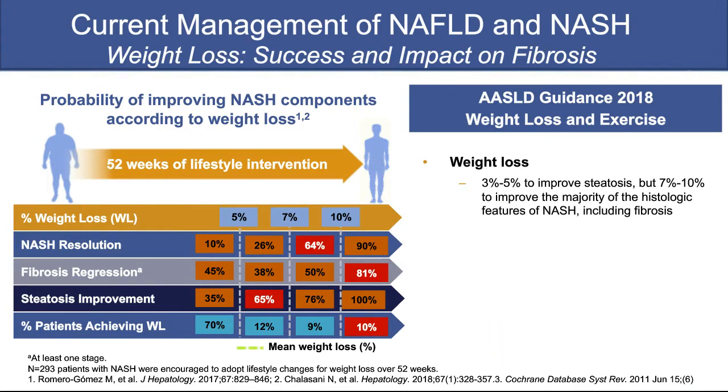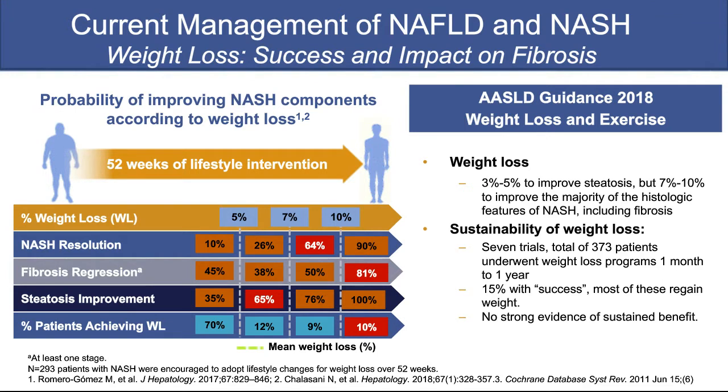In fact, in this very important study, if you want to improve fibrosis, which is what we want to do in most of these cases, you have to lose about 7 to 10% of baseline weight. But if you just want to improve steatosis, a small amount of weight loss of 3 to 5% can actually achieve that. Of course, the biggest problem with weight loss is not only that it's hard to achieve, but also hard to sustain. This is a meta-analysis of 7 clinical trials, suggesting that only 15% of those who actually lost weight were successful in maintaining that weight loss.